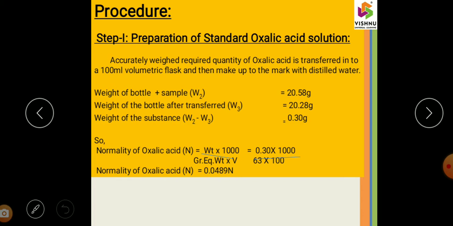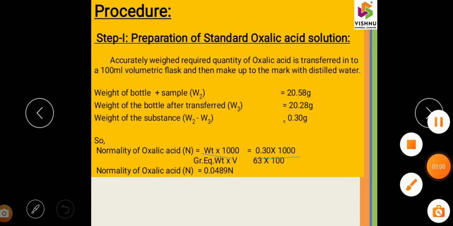Now, step 1, preparation of standard oxalic acid. The accurately weighed required quantity of oxalic acid is transferred into a 100 ml volume flask and then made up to the mark with distilled water. Following the procedure, we get the normality of oxalic acid as 0.048 normality.